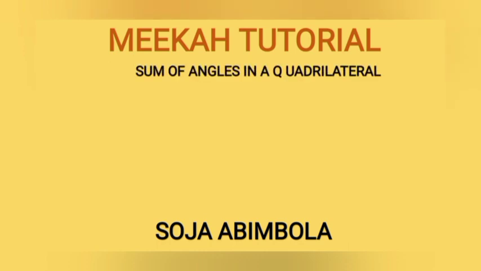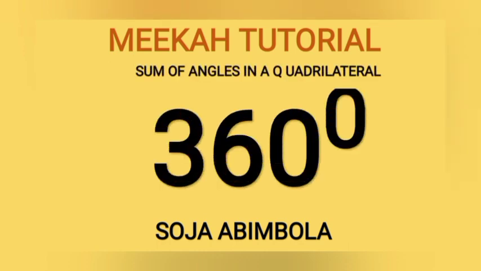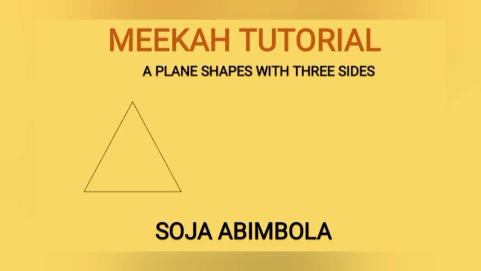The sum of angles in a quadrilateral is 360 degrees.